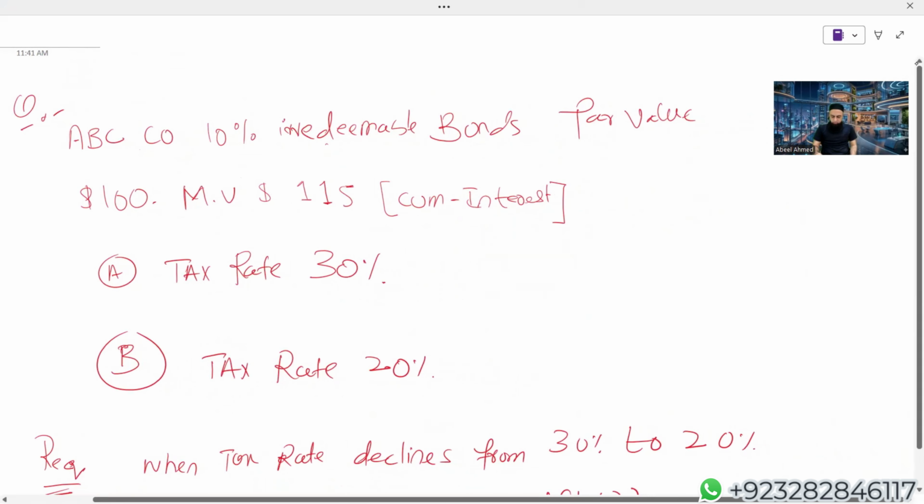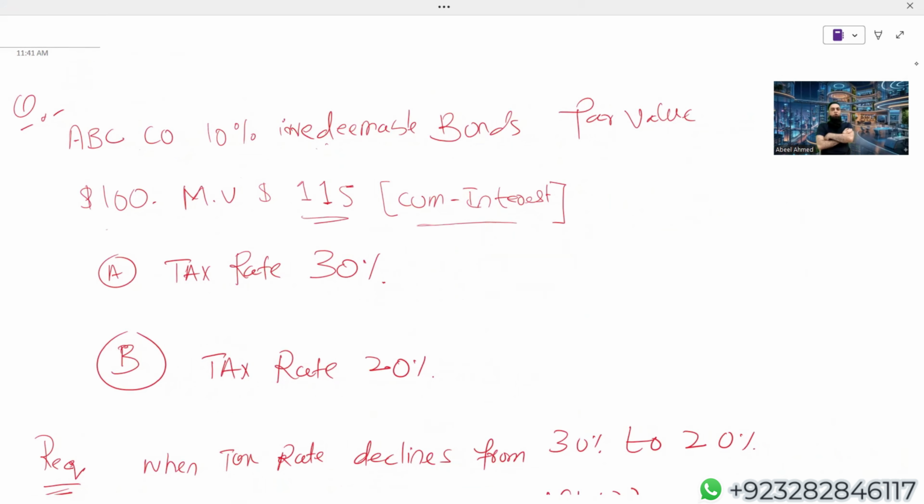ABC company is having a 10% irredeemable bond, par value is 100. Market value is 115, but categorically they have written cum interest. First of all, if nothing is mentioned and the current bond price is given, we always assume it is ex interest. Ex interest means excluding the impact of interest, but whenever it is cum interest, it will be mentioned. Either it will be mentioned that the given market price is cum interest, or there's a possibility that indirectly the examiner writes the cum interest value.